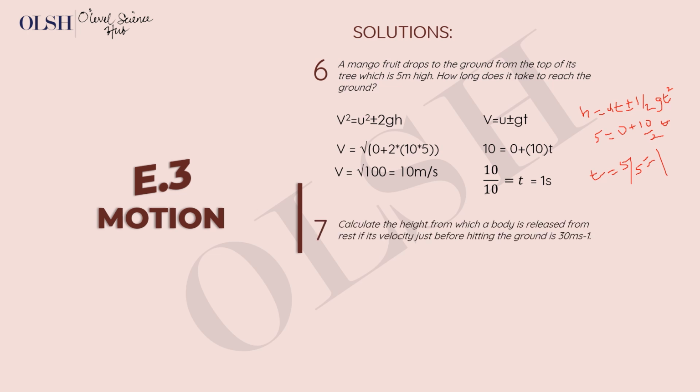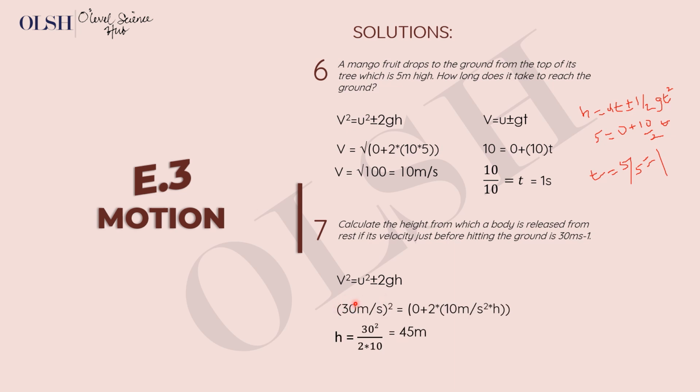Alright, so the 7th question: calculate the height from which a body is released from rest if its velocity just before hitting the ground is 30 meters per second. So we know we have the velocity in this case. We have our acceleration, which is acceleration due to gravity, and what we're looking for here is the height. So it's going to be very okay for us to use the formula v squared equal to u squared plus 2gh to find our height, because we have our acceleration due to gravity, we have our velocity, and we know that initial velocity is 0 because it was released from rest.